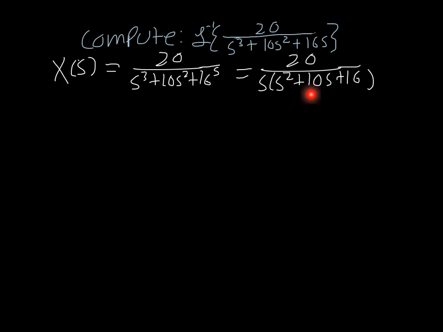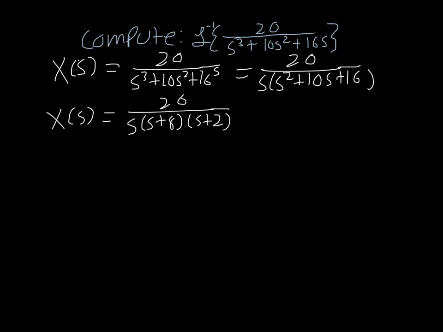Okay, and now we factor this part into its linear factors. So our X of s is going to become 20 over s times (s plus 8) times (s plus 2). The 2 and 8 are just the factors of this quadratic. Now we're going to set up some coefficients, and we're going to say that this big thing is equal to A over some factor plus B over some factor plus C over some factor.